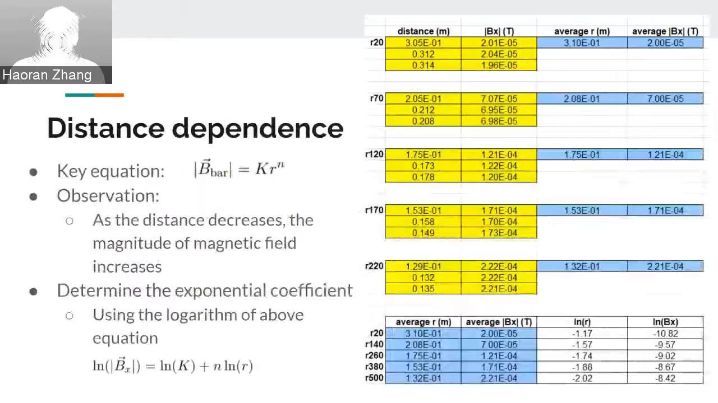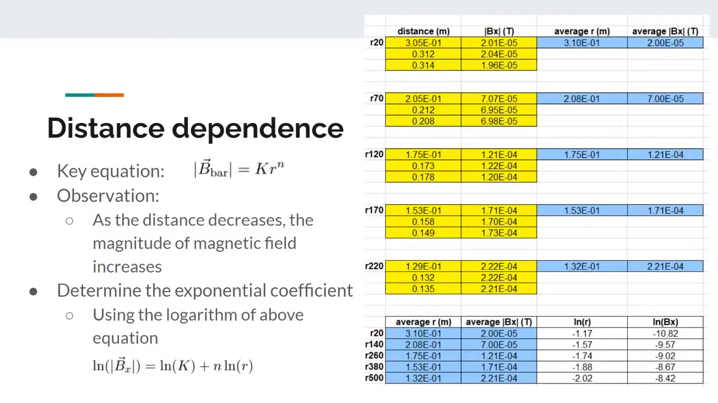In the first experiment, we want to find the dependence relationship between the distance and the magnitude of magnetic field. Using the formula there, where K is a constant consisting of the magnetic dipole moment, as well as mu0/4pi, which is the magnetic constant.